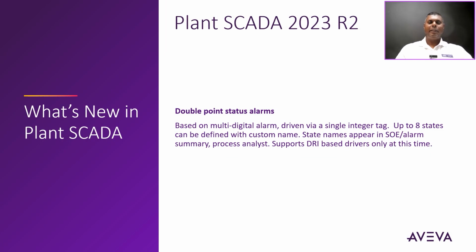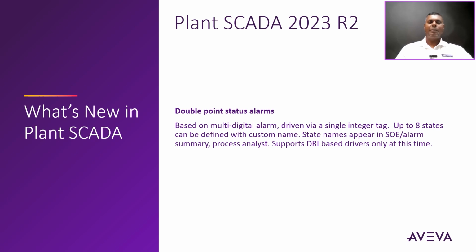Let's take a look at the latest features for the Plant SCADA 2023 R2. The biggest new feature for Plant SCADA 2023 R2 is a brand new alarm type now configurable in the product, which is termed the double point status alarm. This new alarm type is based upon the existing multi-digital alarm type.